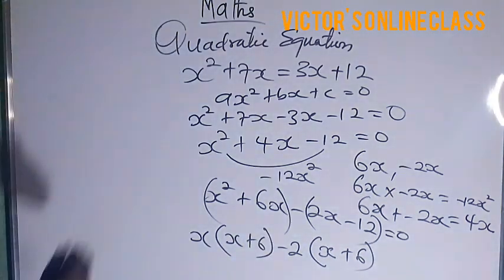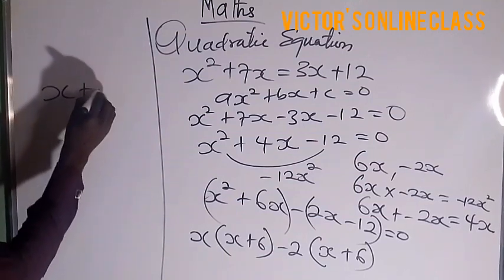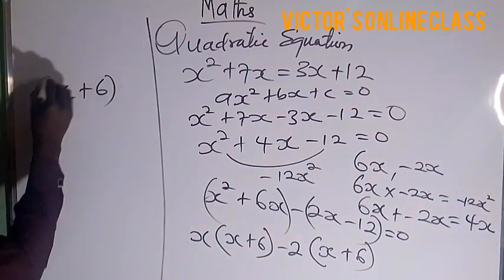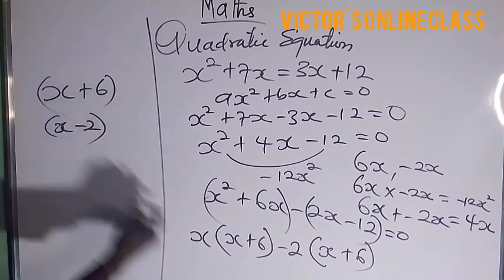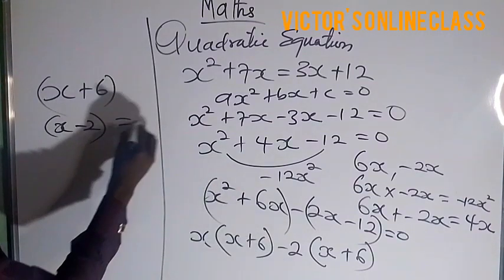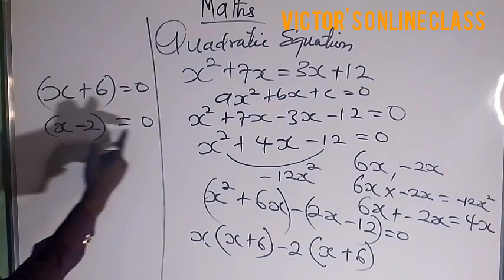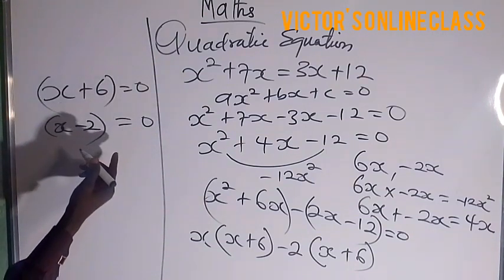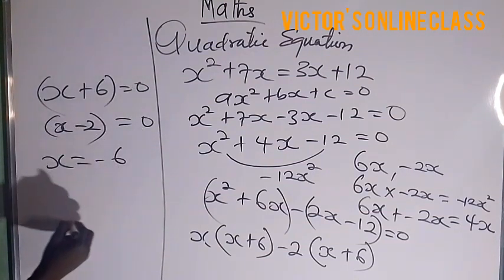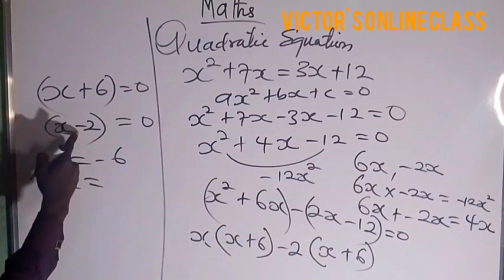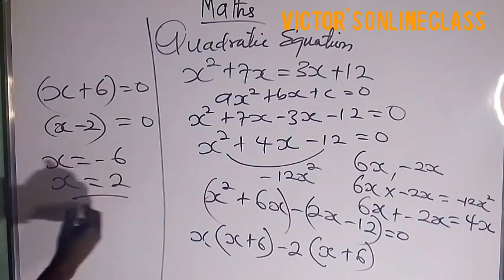Now come down to this other part. The ones in the bracket are x plus 6, and then the ones outside are x minus 2, which is x minus 2, all equal to 0. Now x plus 6 is equal to 0, and x minus 2 is equal to 0. Now open the bracket. Take minus 6 to the other side. You have x is equal to minus 6. And then x minus 2 equals 0, when minus 2 crosses to the other side, it changes to plus 2, and x is equal to 2.